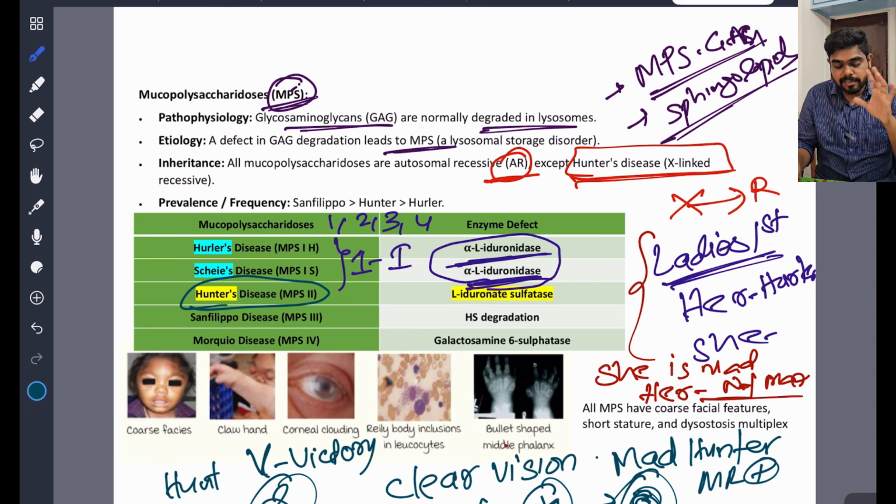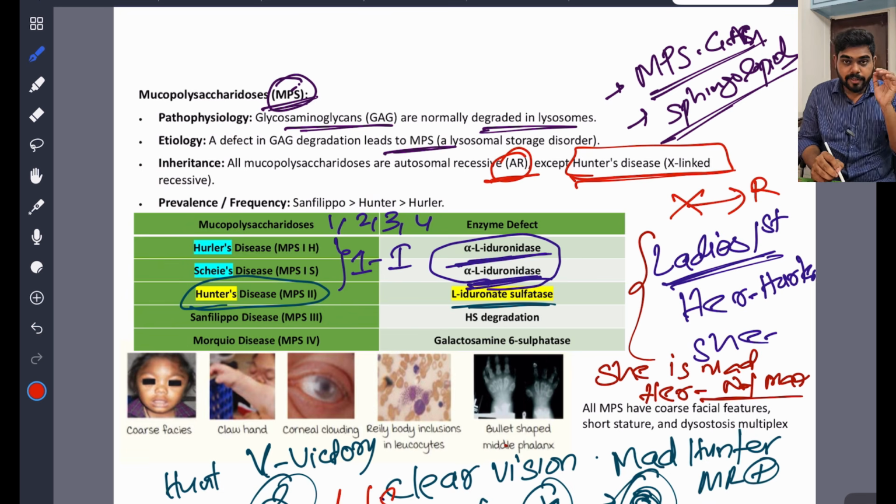Okay, and Hurler and Hunter: MPS 1 is Hurler, he is mad, Hunter is not mad. This also you should know. So here also the enzyme is iduronate sulfatase. Hunter should listen to the sound of the prey or the animals. So I'll write it like this also: Hunter, he should listen. LISTEN. LIS: L iduronate sulfatase.